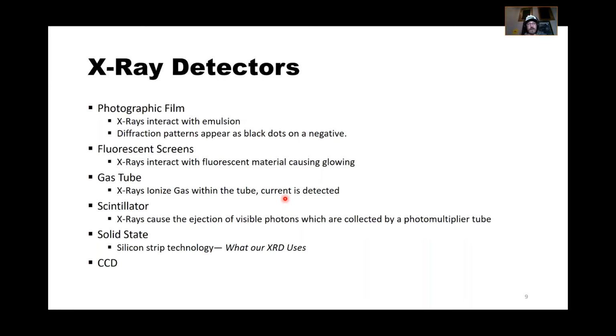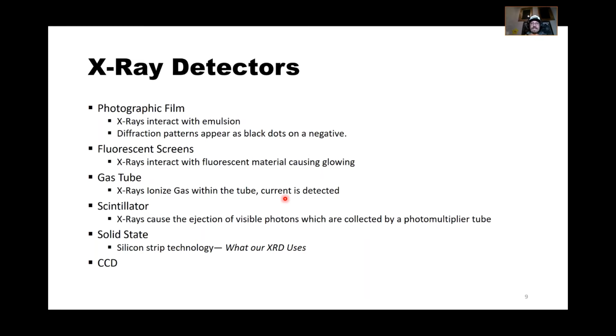A scintillator. This actually used to be a test question on old school tests. I would always say my favorite word is scintillating. In a scintillator, the X-rays hit this scintillating material. That actually causes the ejection of a visible photon, which then hits a photocathode, which emits an electron.